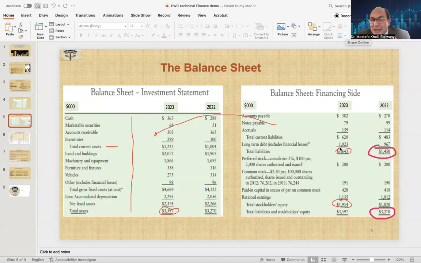You need to calculate the cost of finance to be able to put a target for the return you want to make on your investments, that it has to be higher than the cost of finance in order to be able to create value for the shareholders of the business. So let's look at that.